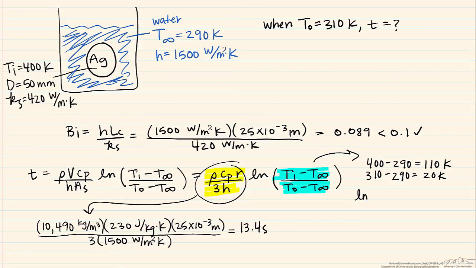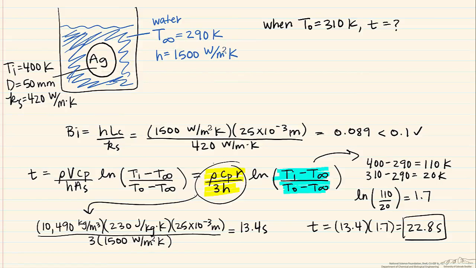Now let's calculate that temperature part. So the natural log of 110 over 20 is equal to 1.7. Therefore, our time is 13.4 seconds times 1.7, which is equal to 22.8 seconds. The time it takes for the centerline temperature of a silver sphere that's at 400 K to reach 310 K when placed in a water bath at 290 K is equal to that 22.8 seconds.